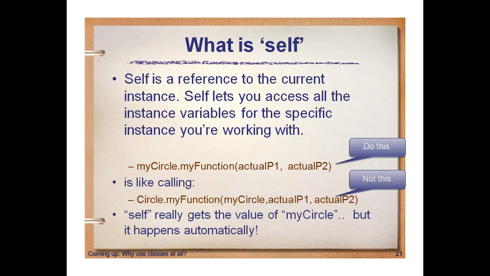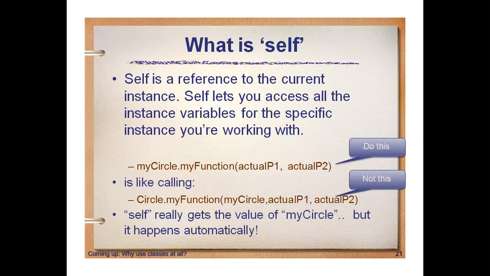Now, one of the most important things that I keep on discussing: what is self? Self is a reference to the current instance, whichever current instance we are going through. The word self itself indicates that I am indicating to myself. So the method is returning something to itself. How is this being done, let's see. Self lets you access all the instance variables for the specific instance you are working with.